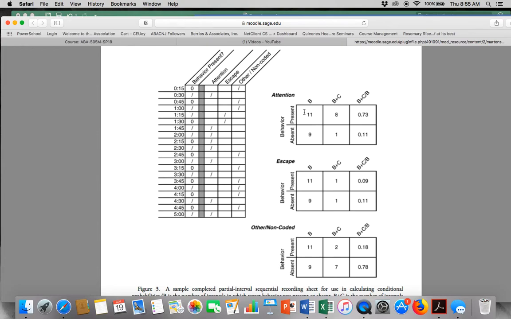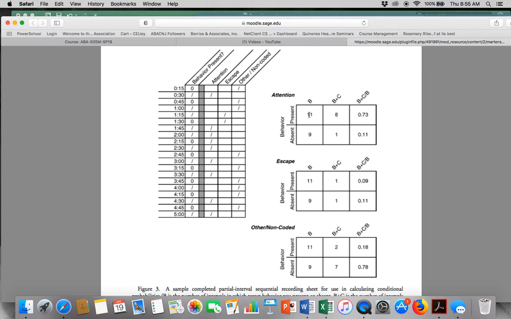So first thing you'll do is count up how many times the behavior occurred total throughout the observation period. For this, it's 11. And then you would look at how many times the behavior occurred in the presence of attention. So we have 1, 2, 3, 4, 5, 6, 7, 8, which is right here.